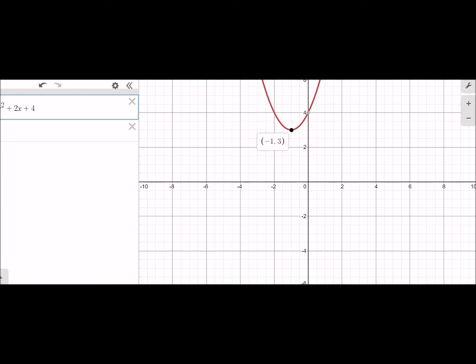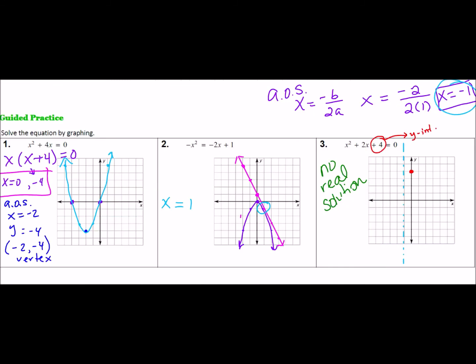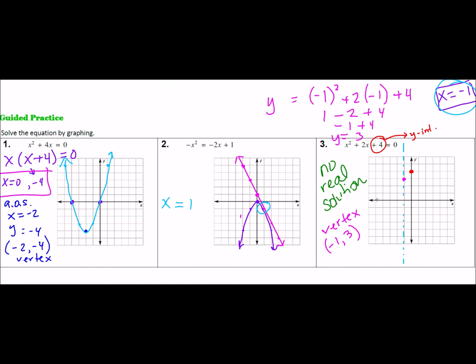In your future coming up, you're going to be taking Algebra 2, and you're going to be learning about imaginary numbers. So please be open-minded. Okay, so my axis of symmetry is going to go through x is equal to -1. All right, so I found the vertex by substituting that -1 back into the equation.